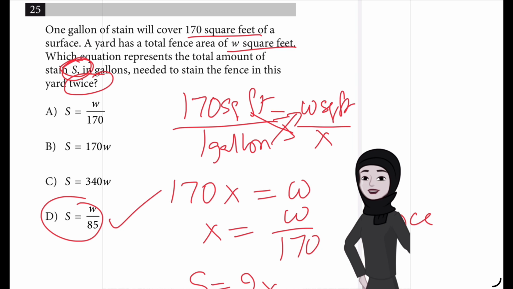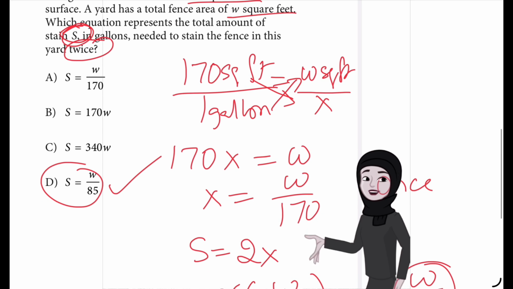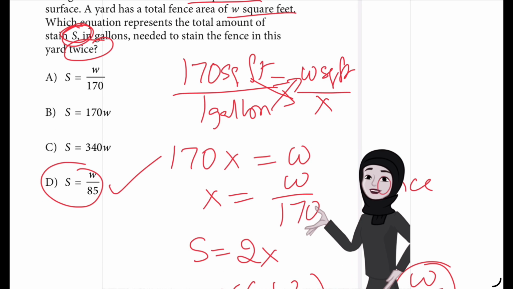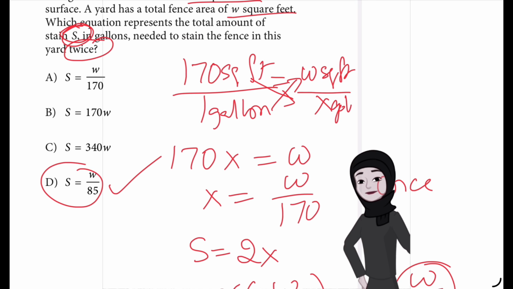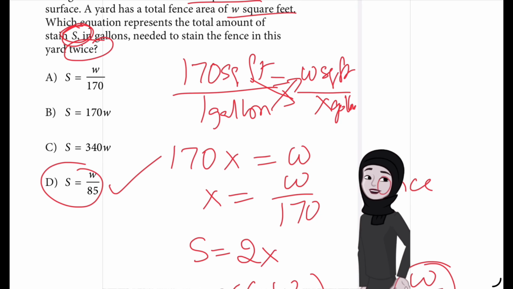So this is how they have explained it in the answer key. And that is another way of solving. But cross multiplication really helps when we set up the proportions and cross multiply.